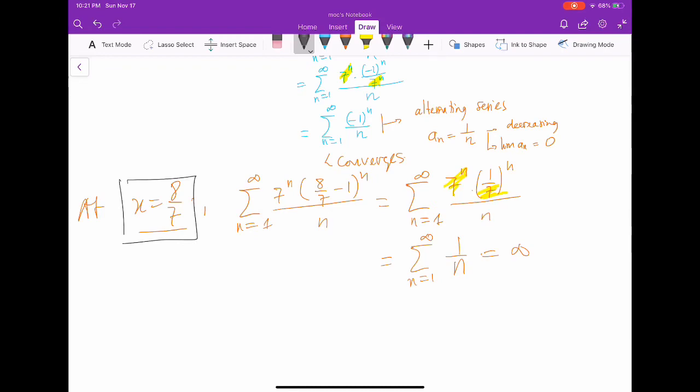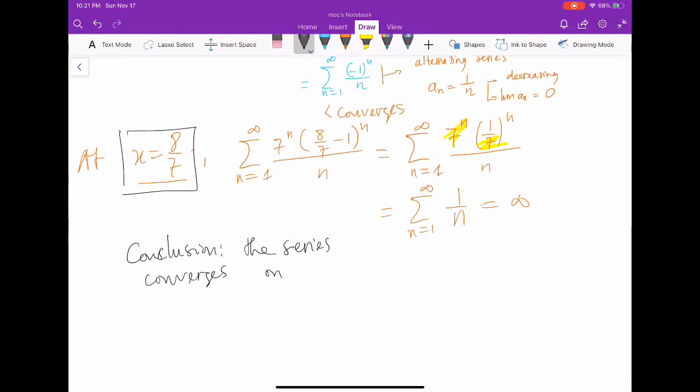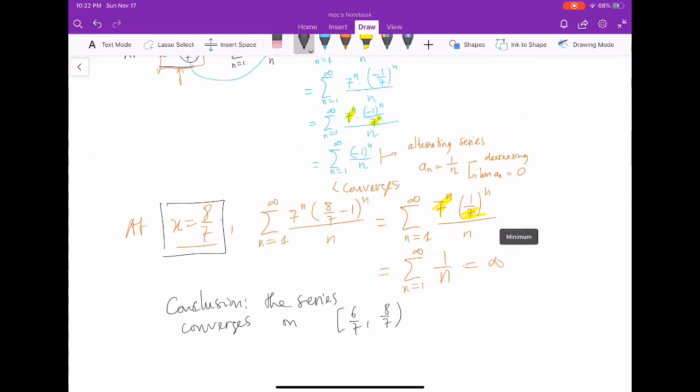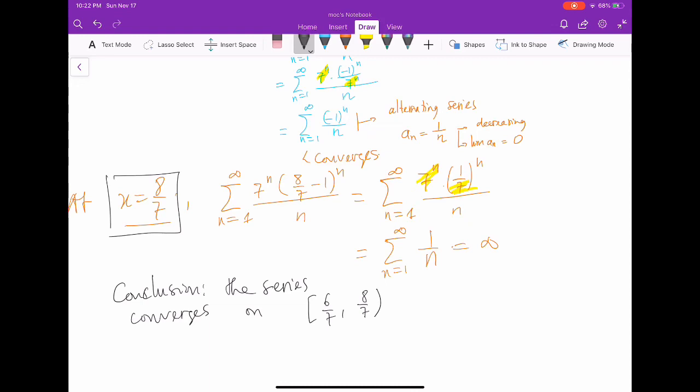So from here we can make the conclusion. The series converges on 6 over 7 to 8 over 7, but 8 over 7 is not included. See, this problem is pretty long, right? We have to apply basically all the techniques in this topic, including the alternating series test.